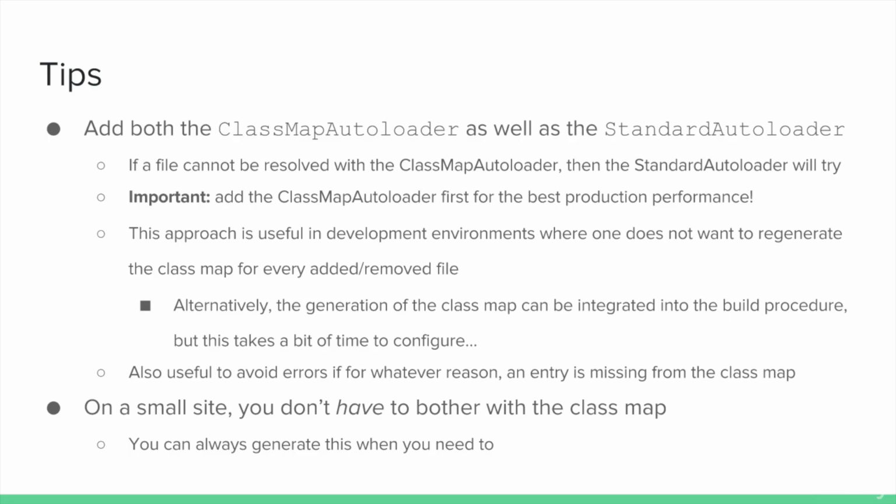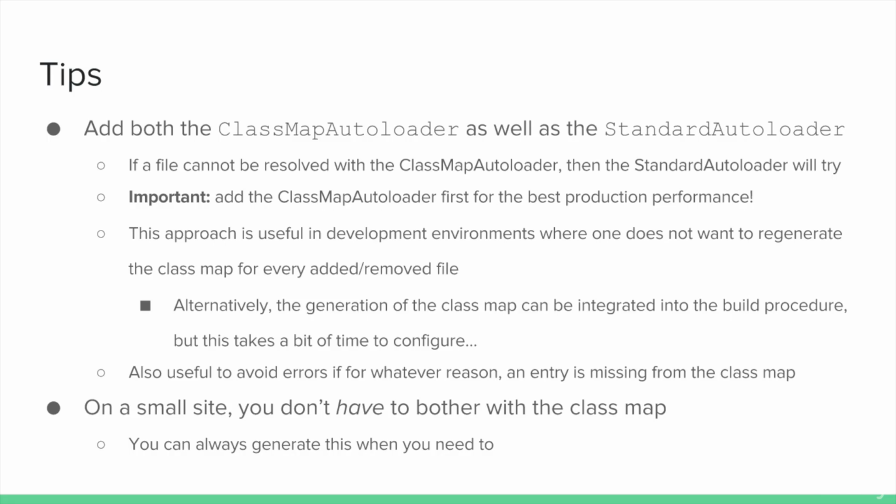Also, it's useful to avoid errors if for whatever reason an entry is missing from the class map. It could be that you forgot to regenerate the class map. Instead of users being served with an error on your website, the standard autoloader will just take over. This can be a little bit risky because the performance of your application will degrade and you might not even notice this. But it's a nice backup to have either way.